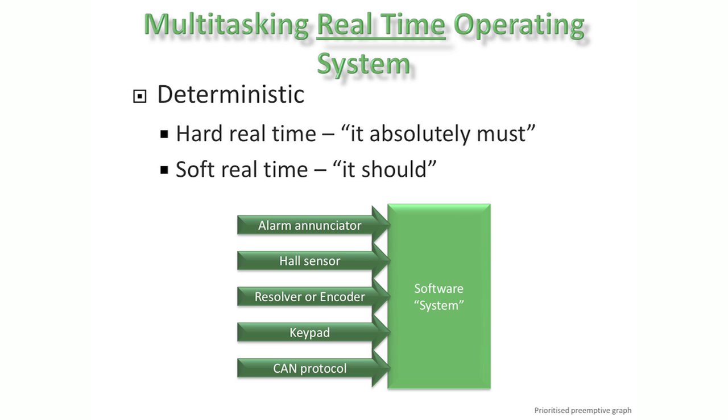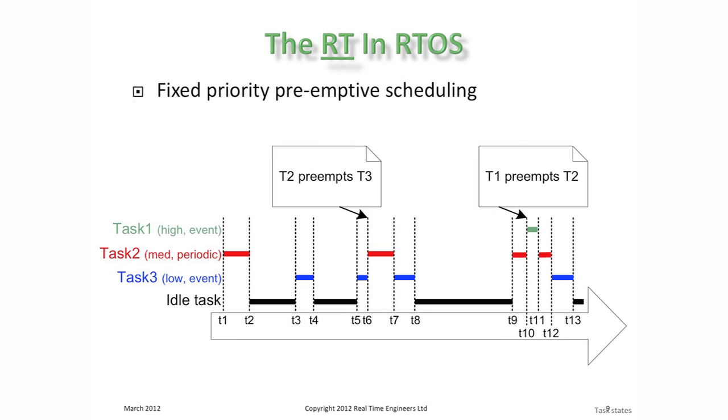Some of them have to be very, very fast, like hall sensors or resolvers and encoders if you're doing motor control. Other ones are very, very slow. So there are some hard real-time requirements here, in that if you're doing motor control, if you miss your timing occasionally, no one's going to know. But if you miss it consistently, then your system's going to be useless, no good. So that's the idea of the real time. That's where the RT in RTOS comes from, real time.